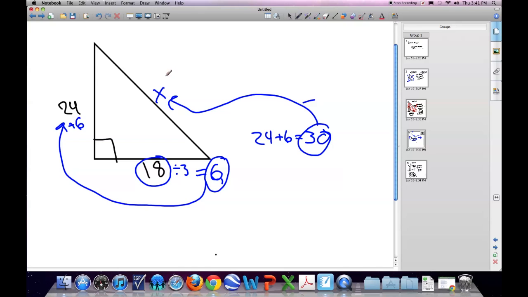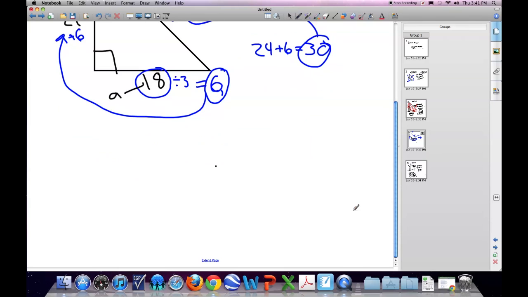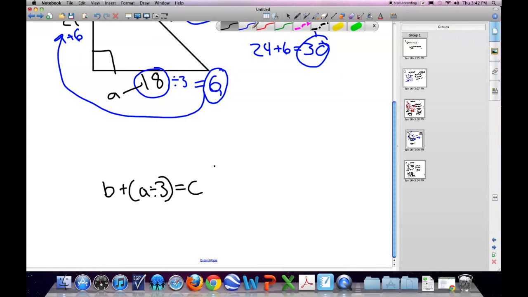So now, assuming that this is C, we all know it's C, 18 is A, and 24 is B, let's write this equation, where B plus parentheses A divided by 3 will equal C. And this new equation is not so hard if you look at it.